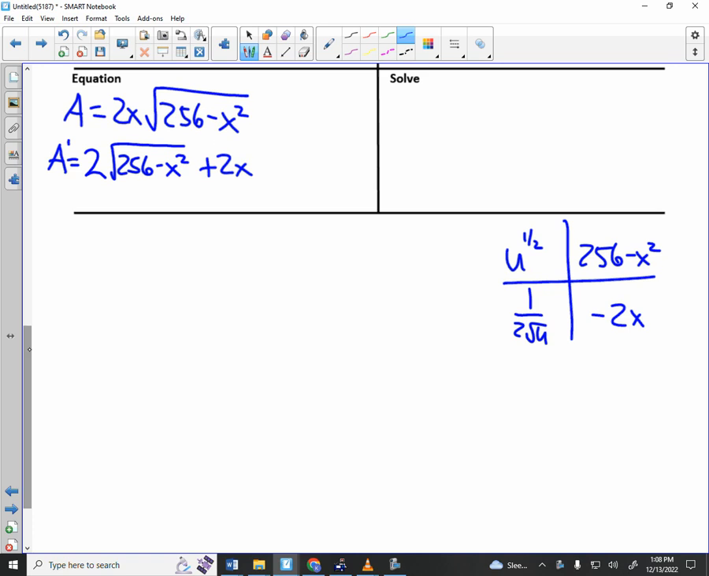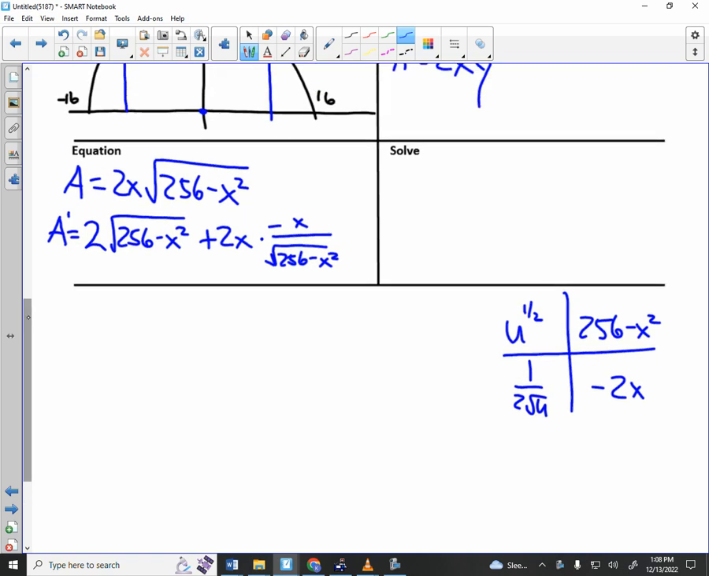They will cancel. Will I get a positive or a negative? What's going to be in the top? A negative x, and in the bottom, I have the root of 256 minus x squared. That's a little bit ugly, but we are going to solve it equal to 0. Notice on the top, I'm going to write 0 is equal to 2 roots of 256 minus x squared over 1, minus what goes in the next numerator? 2x squared. And what's in the denominator?